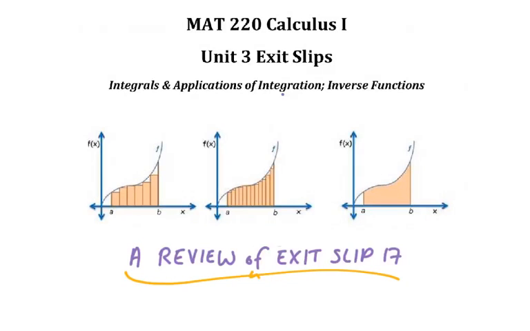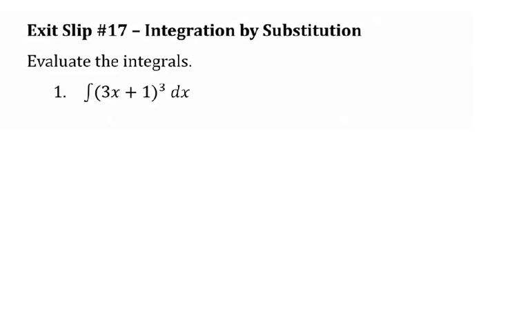Alright, this is going to be a review of exit slip 17 from last class. Exit slip 17 was covering the topic of integration by substitution, or as we're probably more familiar with it by now, u substitution. As we look at these two problems, we're basically going to be trying to identify a good choice for u, based off of that choice determining a du, and then hoping that our integral becomes simpler as a result of that substitution.